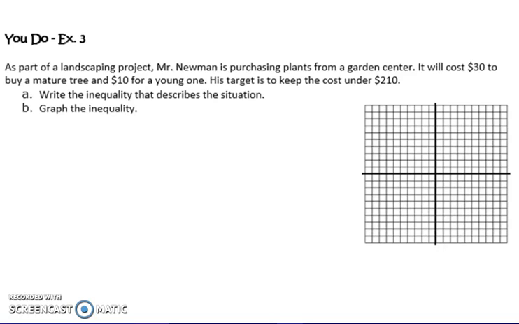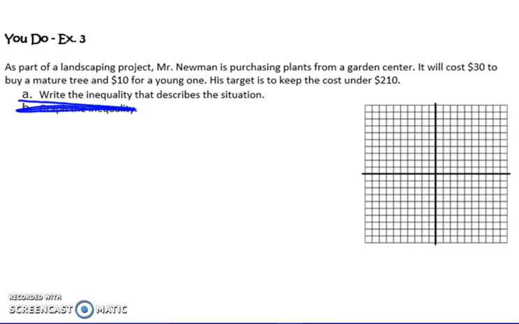Now, for the third example, the one thing I want you to do, and I am telling you to do this, cross out graph the inequality. We're not going to graph this one. But if we look, Mr. Newman is purchasing plants for a garden center. It will cost $30 to buy a mature tree and $10 for a young one.